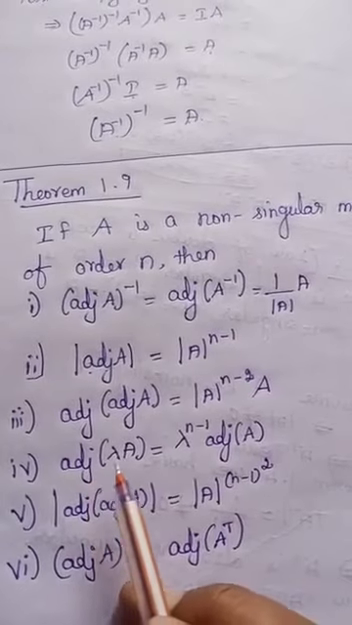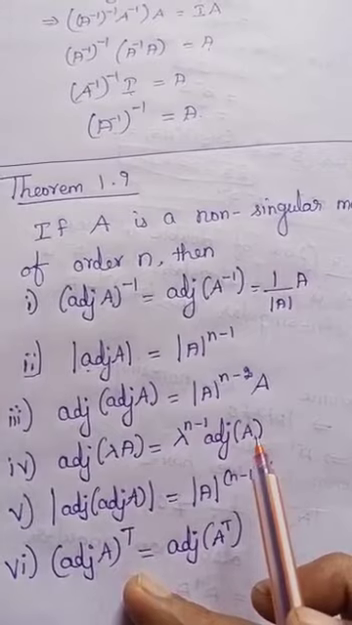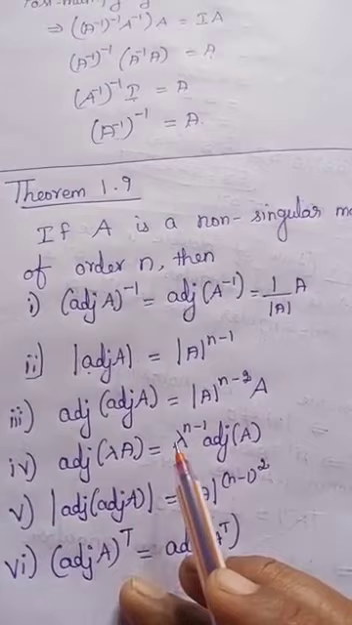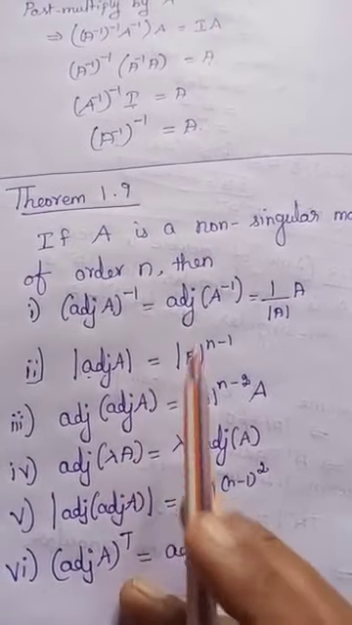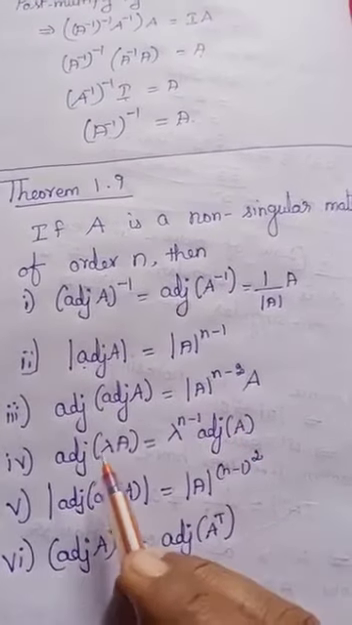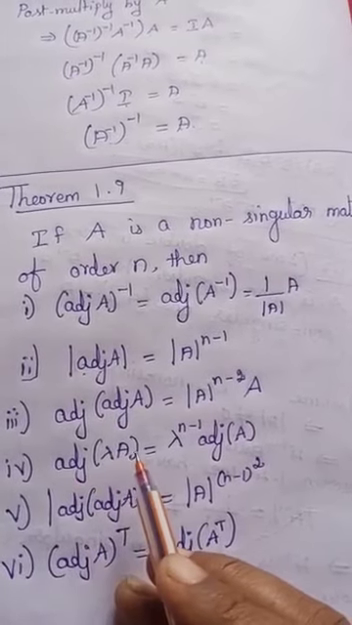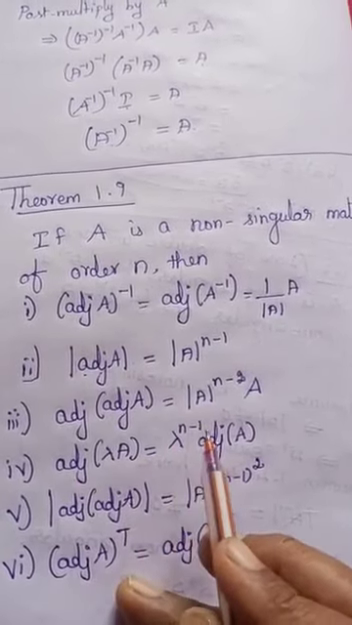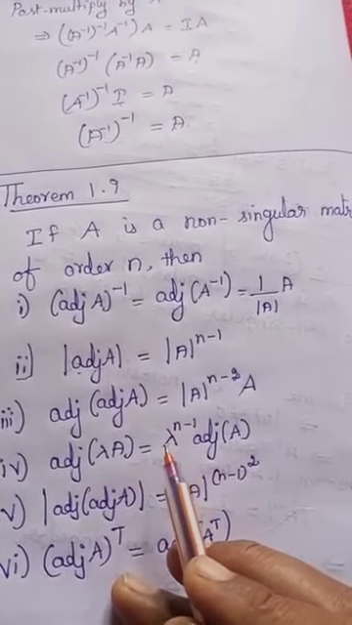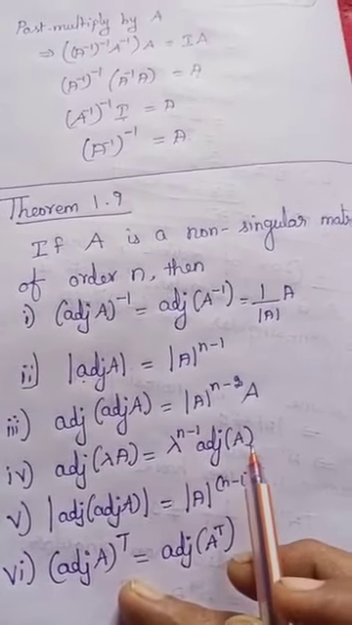And the fourth one is adj of lambda A is equal to lambda power n minus 1 into adj A. Suppose it is adjoint of 3A, and the order is 3, then 3 power 3 minus 1 into adj A. Or if the lambda value is 5, adj 5A is equal to 5 power n minus 1 into adj A. N is the order of the matrix. If it is a 3 by 3 matrix, 5 power 3 minus 1, that is 5 square, 25 into adj A.